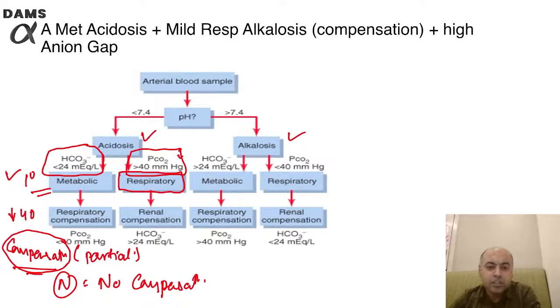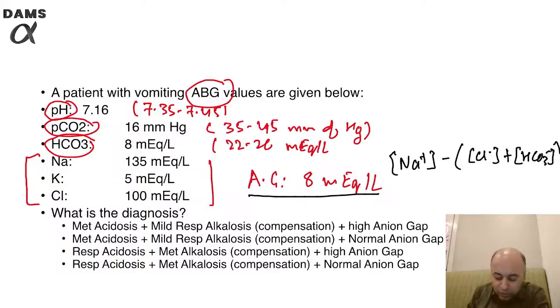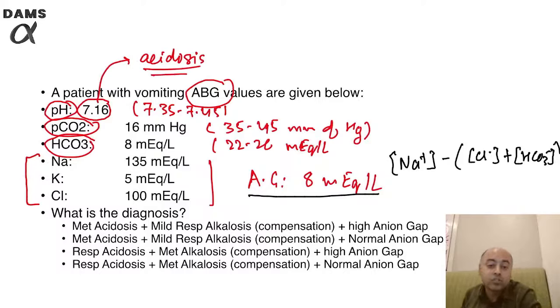So this is how you can simply identify whether it is acidosis or alkalosis and whether the compensation is there or not. And what about the anion gap? Based on the values, you can quickly calculate the anion gap. If you look at the values here, number one, pH 7.16, indicates we are looking at acidosis. So the first finding is acidosis. Second, in acidosis, either the PCO2 should be high or the bicarbonate should be low.